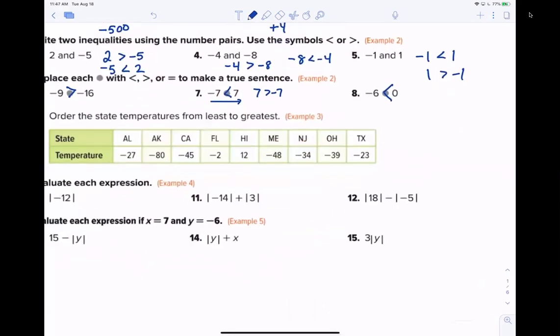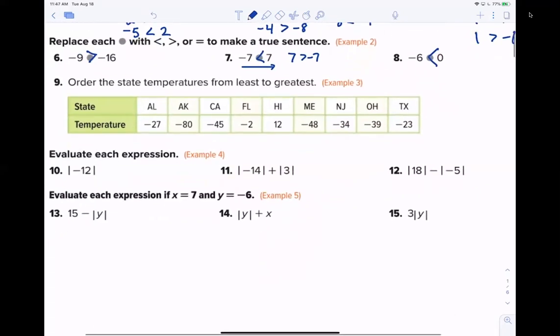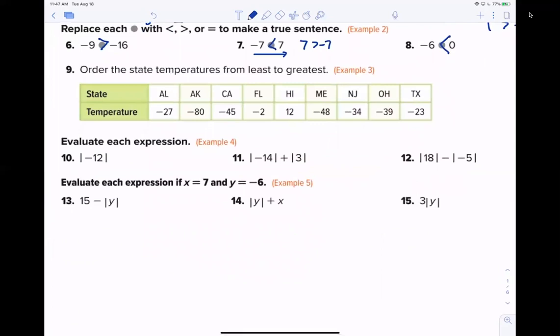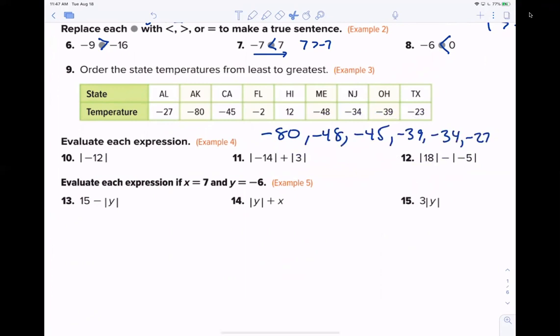All right, so here we go. Order the state temperatures from the least to the greatest. Well, this was kind of annoying, but you get to list them all. Now it says order the temperature, so we're going to just do the numbers. Tell me. Okay, -80, I like that. -48, -45, -39, -34, -27, -23. Hold on one second. That's why I love my Notability. Uh-oh. I don't like that one.